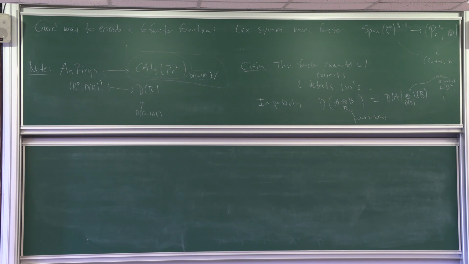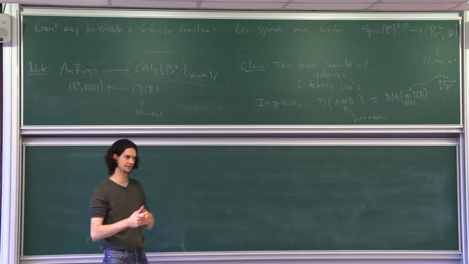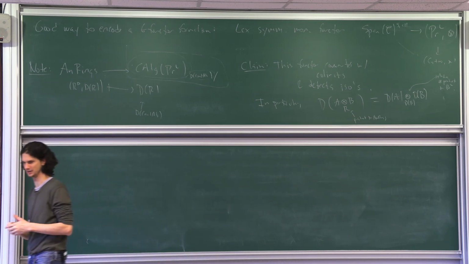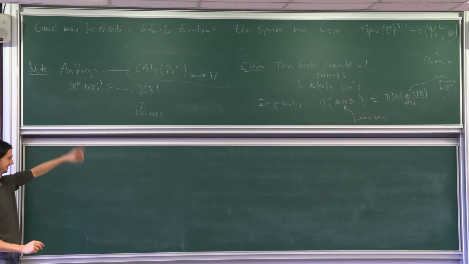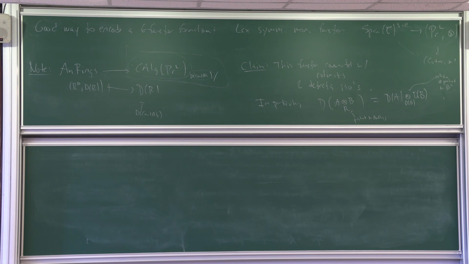And it has limits also? It has limits also. Those are naive. Those are calculated in PrL. It has colimits, arbitrary colimits also? It has arbitrary colimits, yeah, and filtered colimits, or more generally sifted colimits, are calculated again in PrL.